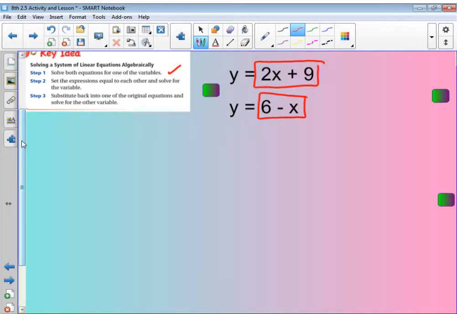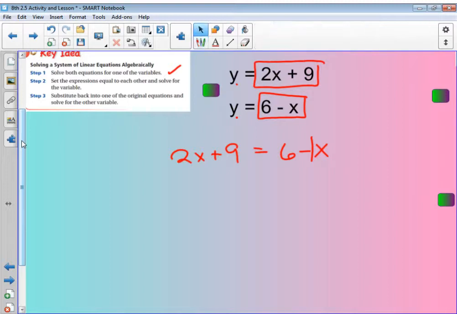Okay, so I'm going to take the back half of each. So I have 2x plus 9, and then what we're going to do is set it equal to, since they were both equal y's, 6 minus x. And I'm going to throw a 1 in front of that because I know that I'm shifting sides. Okay, so we're going to go ahead and get our x's to one side. So minus 1x, I'm going to do a plus 1x.